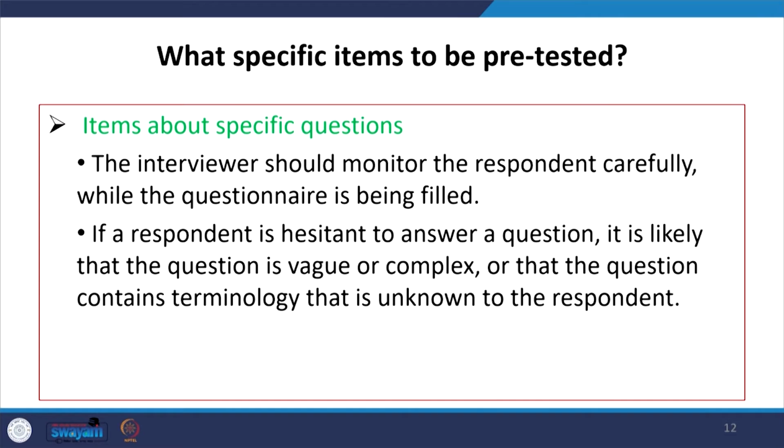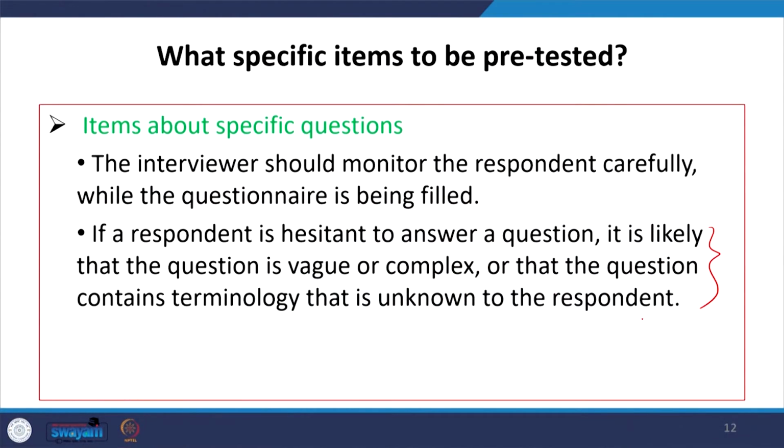while the questionnaire is being filled. If a particular respondent is hesitant to answer a question, it is likely that the question is vague or complex, or the question contains terminology that is unknown to the respondent. So, that kind of information would be corrected. In the question there might be terminology that is vague, that may not be understood correctly. So, though at the time of filling the questionnaire or developing a schedule, the researcher might be confused or might not have thought of that aspect, your pre-testing is going to clear all those aspects carefully.